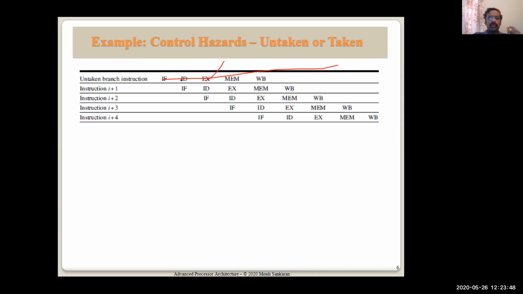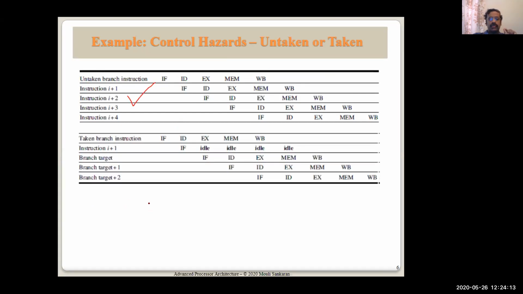So this instruction, which is a branch instruction, most likely it is not taken, means it is a conditional branch instruction and it has decided that there is no need to change the flow. It will continue here, but it will not do anything. And then the next instructions which are coming in will continue into the pipeline. So there are no stalls in this case.